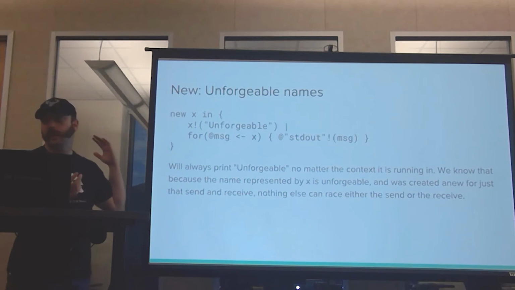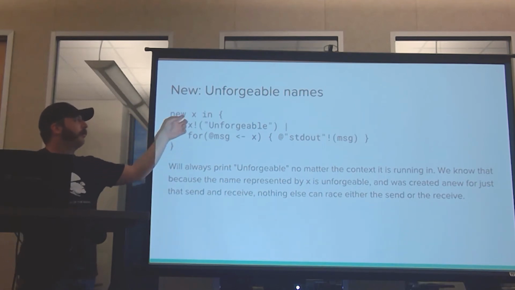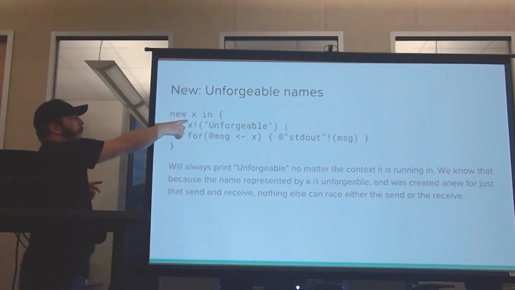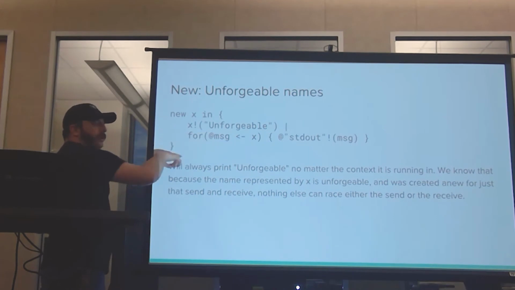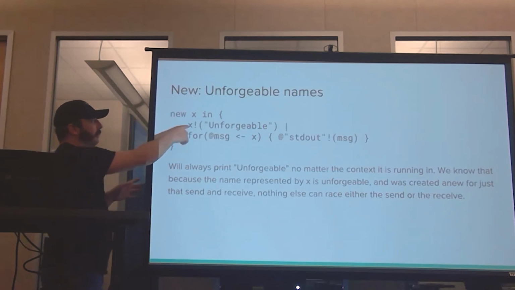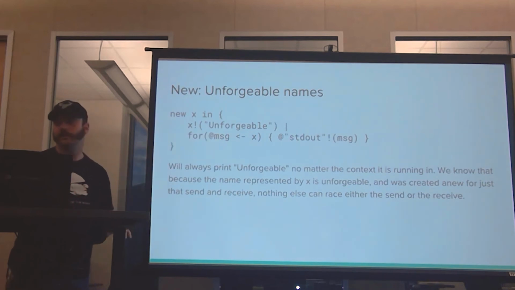We were using the quoted string A to do a lot of this same thing earlier. But now, if you remember, I'm not going to flip all the way back, but remember that we could have races on the quoted string A. Well, we know where X is, we know that X didn't escape, it didn't get sent anywhere. So there are no races possible on X. This is always going to print unforgeable, no matter what context it's running in, because we know that nothing else can create a name that got assigned to X and race so that something else gets there.